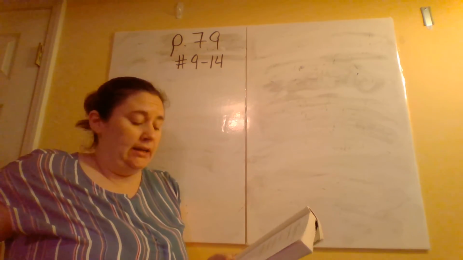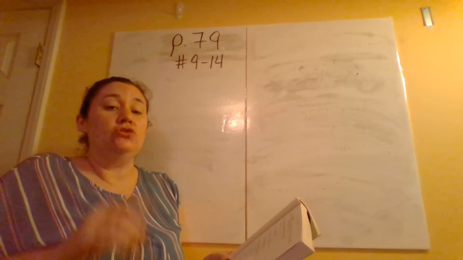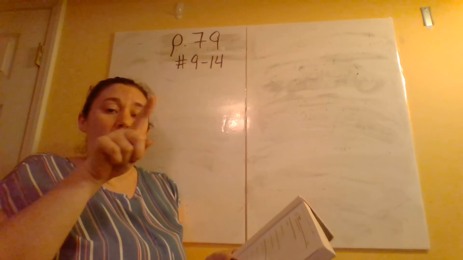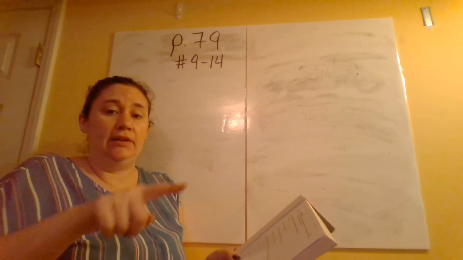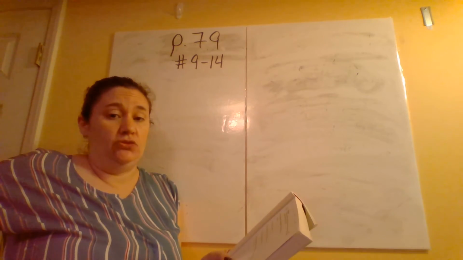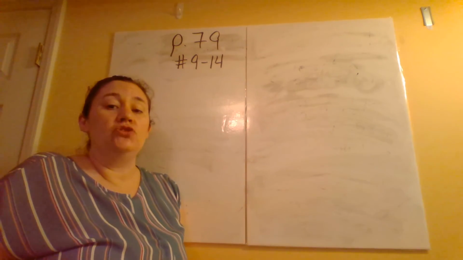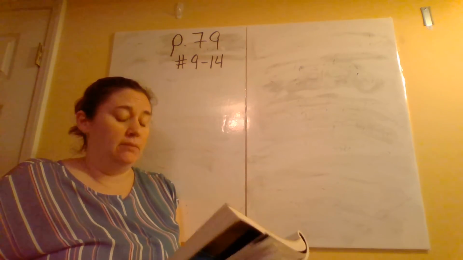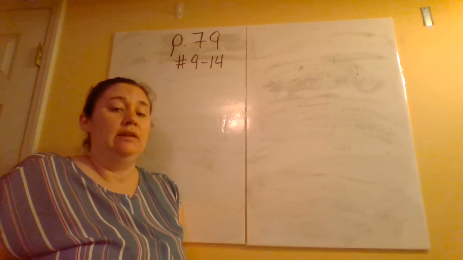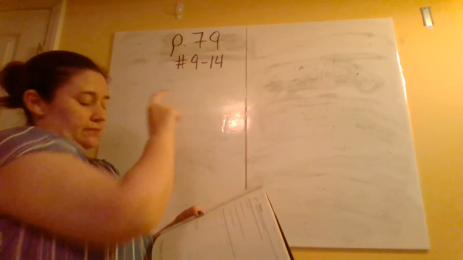For number 9, it says y is less than -2. So you should have a number line with an open circle around -2 because it doesn't say less than or equal to, it says less than -2. So open circle, and then your line should go to the left. You want all the numbers that are less than -2. So that line would go to the left.